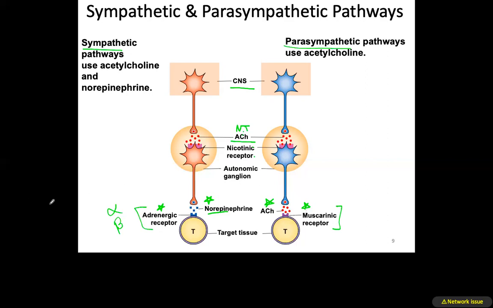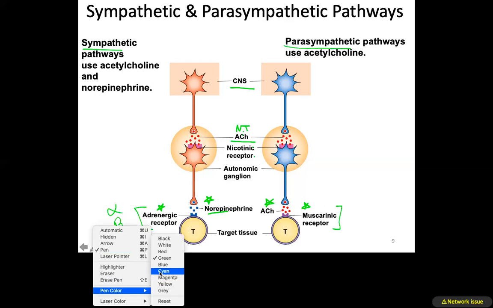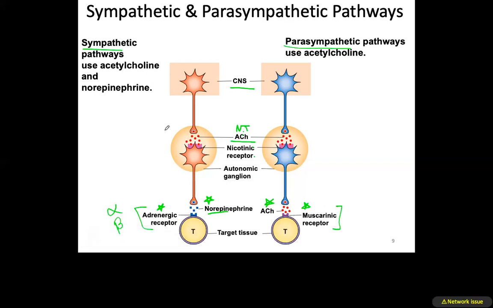And then the similarities are highlighted by the shared neurotransmitter ACH, and the receptors being nicotinic receptors at the ganglia. So these are the typical exam questions: what is the difference between the two branches, and what are the similarities between the two branches.